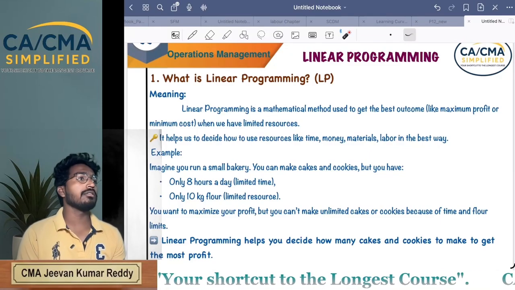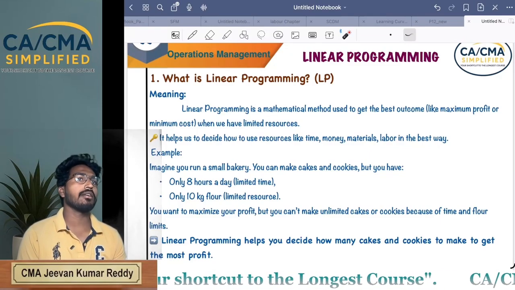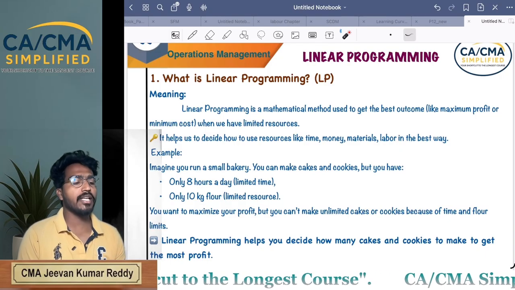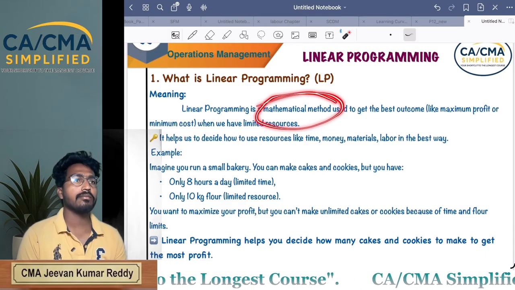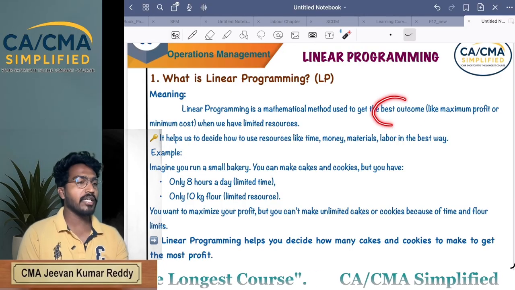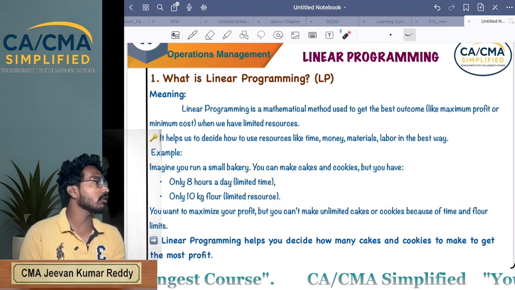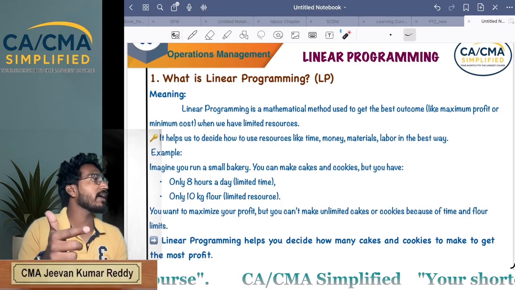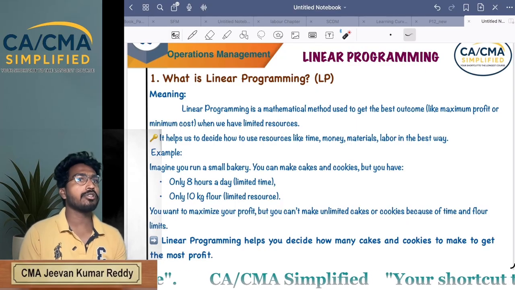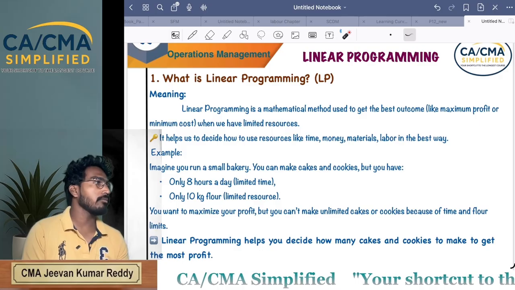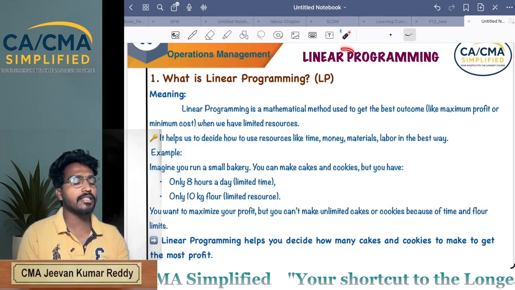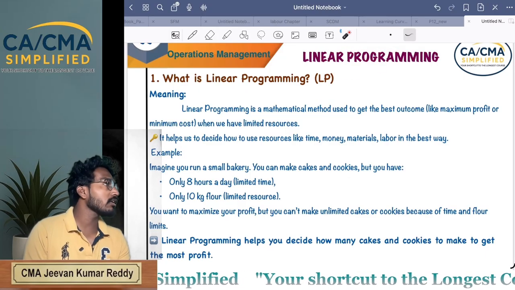Next, coming into one of the most important topics, linear programming. Linear programming is a mathematical method used to get the best outcome. What is the best outcome? When it comes to profits, we will maximize profits. When it comes to cost, time, distance, we will minimize it. So linear programming is also a which one?